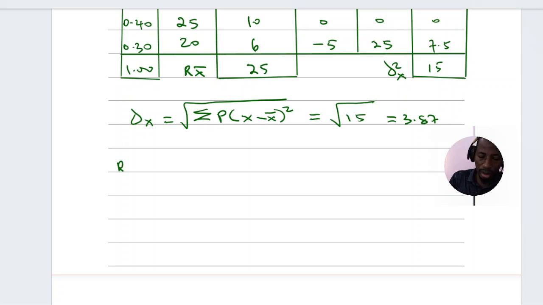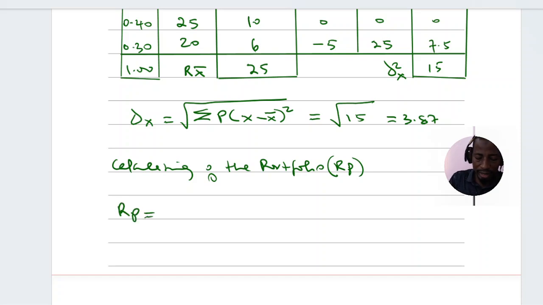Calculating the return of the portfolio, RP. The return of the portfolio will be computed as the proportion of the amount invested on security X multiplied by the expected return on security X plus the proportion invested on security Y multiplied by the expected return on security Y. So we are investing 60% on security X, 0.60 multiplied by expected return on security X, which is 25.